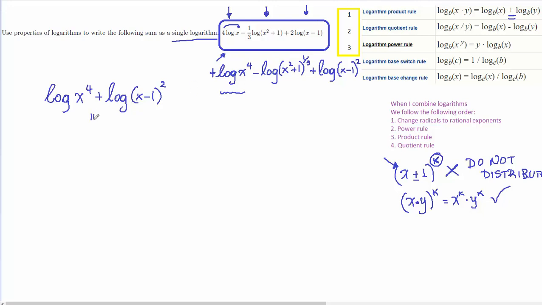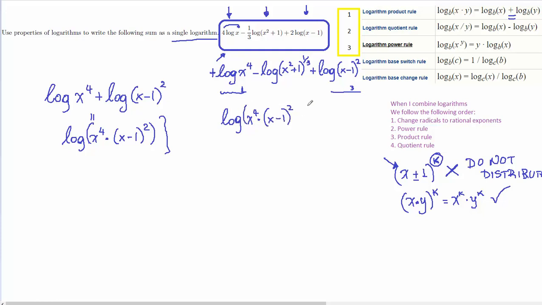So I need to combine those two using the product rule. The result for those two will be log of x to the fourth times x minus 1 squared. You can put it in parentheses if you want, just to make sure that you have everything and you know what your argument is for this logarithm here. So now, instead of using the first term right here and the third term right here, I'm going to revise my expression, and I will combine them into what I found to be their product, and this is log of x to the fourth times x minus 1 squared.